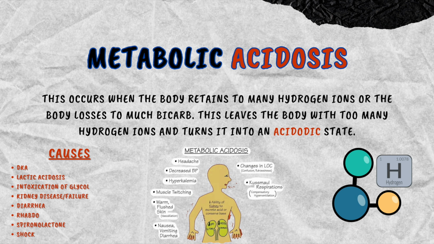Diarrhea is one. The gut itself maintains and holds a lot of bicarb. So of course, if we have diarrhea, we're eliminating that bicarb, leaving us in a more acidotic state. Rhabdo, spironolactone diuretics, getting rid of more urine, you're dumping out more, and then shock states as well.